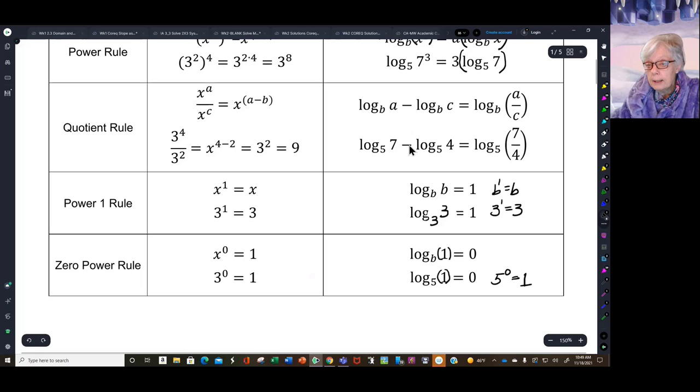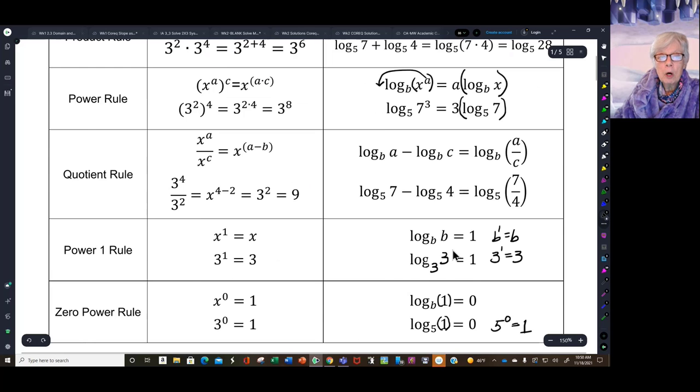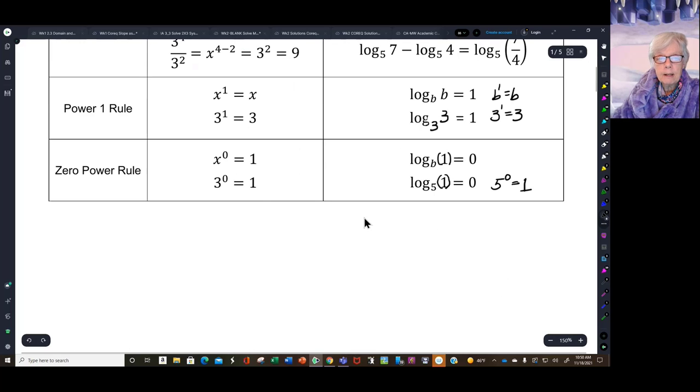Okay, here's the difference. Difference means subtract, and when you subtract, that means that your argument is a fraction. Whenever your base and your argument are the same, the logarithm equals 1. Whenever the argument is 1, it doesn't matter what the base is, the logarithm equals 0. By the way, the argument of the logarithm is never, ever 0. We haven't talked about the domain yet. We will. Rest assured. So you definitely want to have these memorized by the final exam.